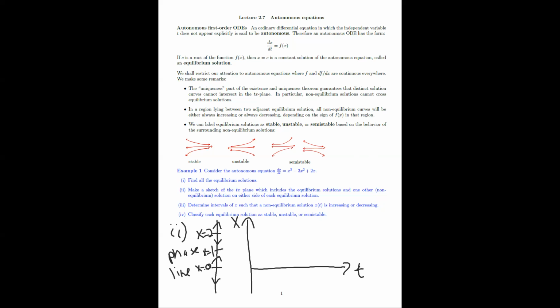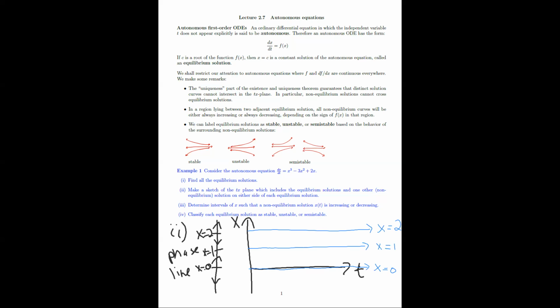And now we're going to draw in our solutions. We have an equilibrium solution at X equals 0. We have an equilibrium solution at X equals 1. And we have an equilibrium solution at X equals 2. Now what we want to do is draw in examples of our non-equilibrium solutions between each of these equilibrium solutions.